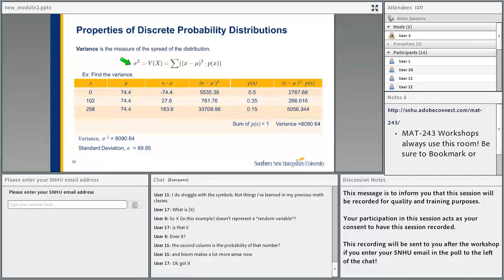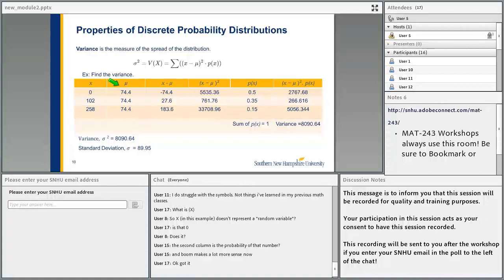So the formula is sigma squared equals V of x. This is another notation for the variance. And here again we have the summation. So we have x minus mu squared times p of x. I have taken the same set of values from the previous slide. So my random variable's values are 0, 102, 258. The mean that we calculated was 74.4.